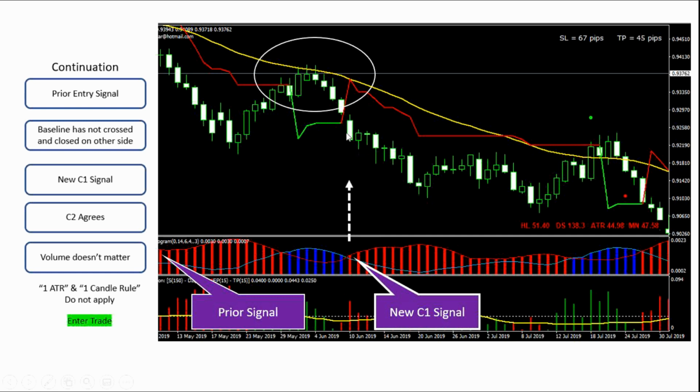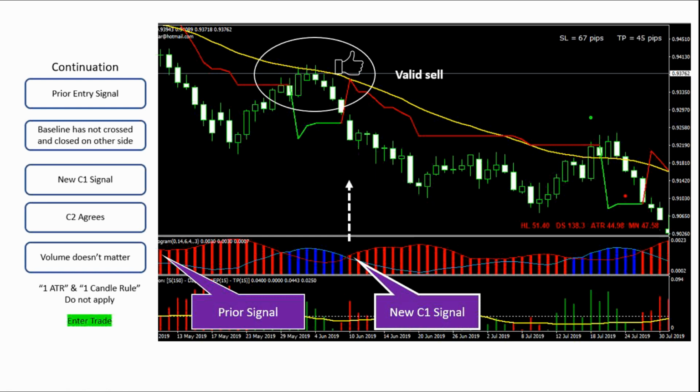So we want to make sure that our C2 still agrees. Yes, it does. Okay, and we already know it's on the right side of the baseline because it never crossed the baseline. And finally, in this case, we have good volume, but volume really doesn't matter for continuation trades. Okay, we would have a valid sell at this point, and we just continue to follow it down.